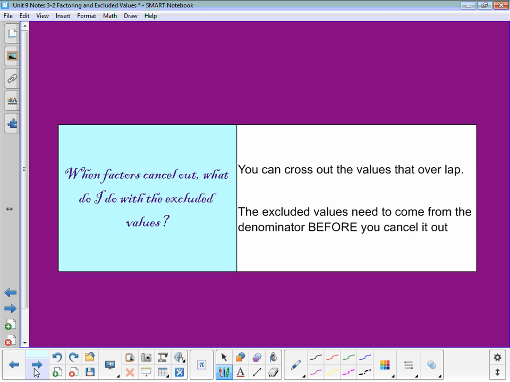However, here's the deal. When you find the excluded value, you have to start with the excluded value at the beginning. So you need to figure out what your excluded values are before you cancel things out. So that's going to be really important coming up here. So it has to be before you start canceling things out. So let's go ahead and take a look at that.